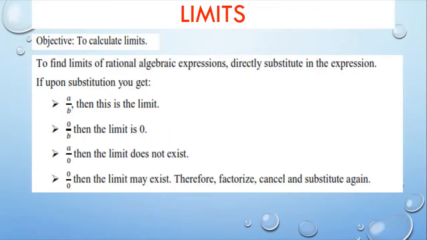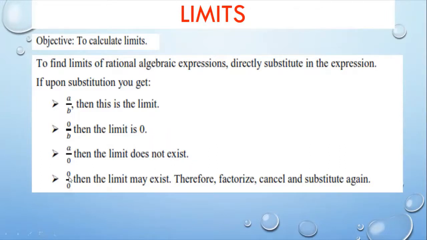Now if you are getting a number upon 0, that means 0 is in the denominator. If you're getting that, the limit does not exist, because in the calculator, any number divided by 0, 1 divided by 0, 2 divided by 0, 10 divided by 0, 100 divided by 0, you will get undefined, a maths error. So that means the limit will not exist.